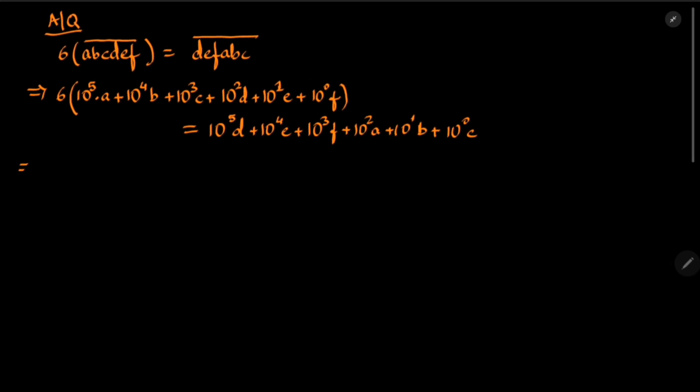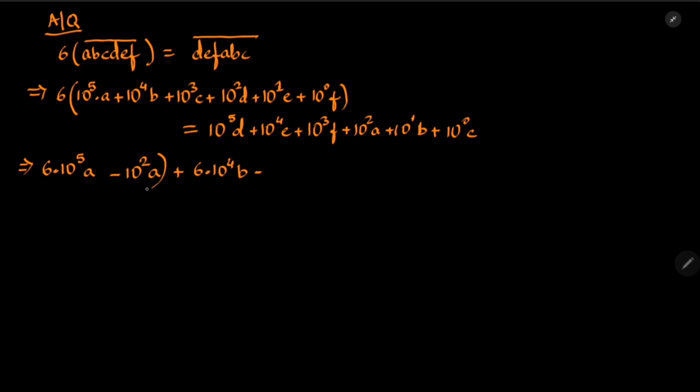plus 10 b plus c. Now what we'll do in the next step is we'll try to take some variables on the left hand side of the equation, while keeping the remaining variables on the right hand side of the equation. So what I chose is to keep all the a, b and c on the left hand side of the equation and d, e, f on the right hand side of the equation.